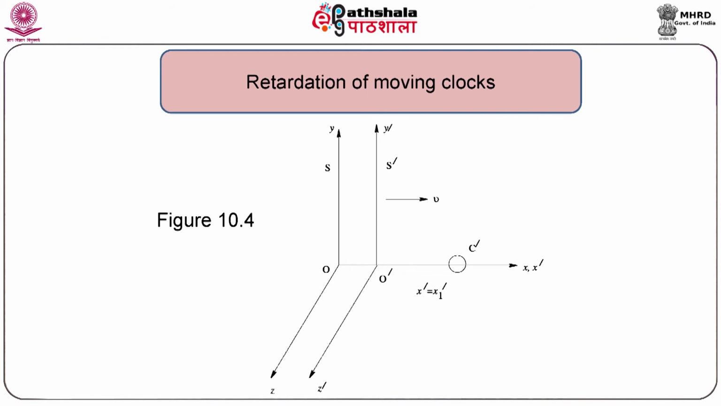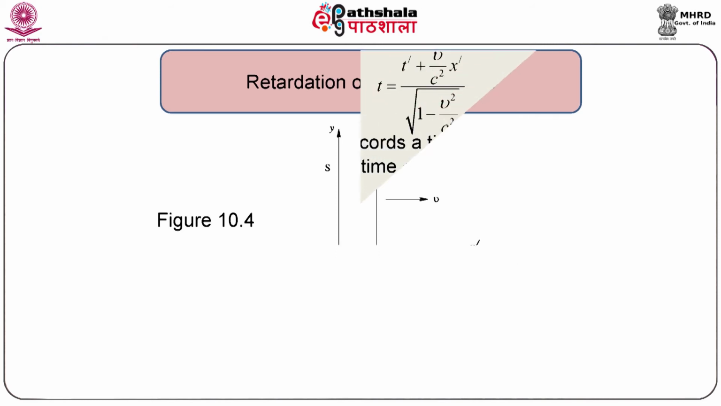Let us consider that a clock C dash is kept along the O dash x dash axis, or parallel to this axis, at the position x dash equal to x1 dash. Please note that here we have considered a special type of coordinate system where OX and O dash x dash are coinciding, while OY and O dash y dash are parallel to each other, and in a similar fashion OZ and O dash z dash are parallel to each other.